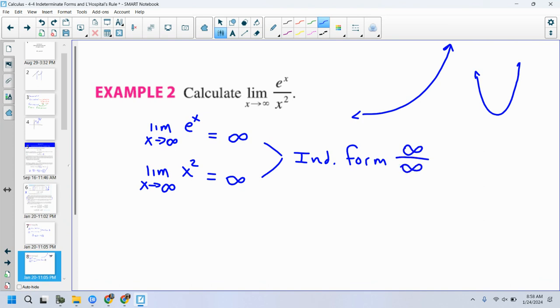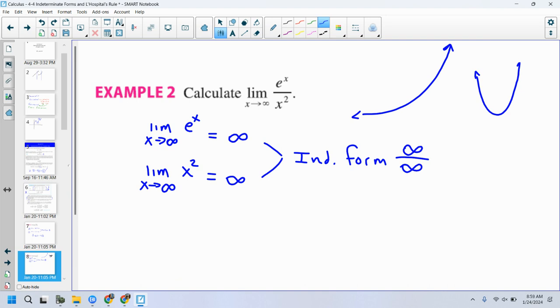It's always tempting to say, oh, infinity over infinity is 1. No, it's not 1. Because think about this: is e to the x and x squared always giving the same value as they grow? No. e to the x is going to go way faster than x squared, right?